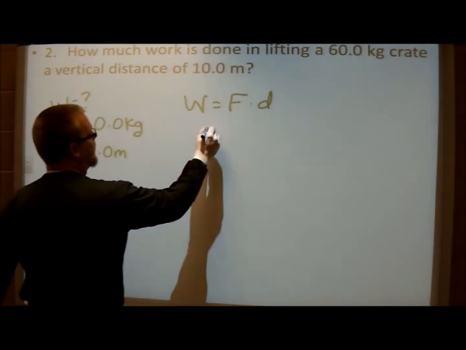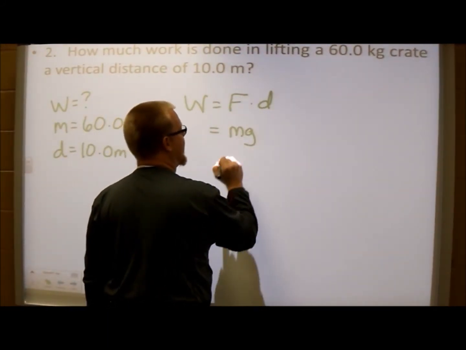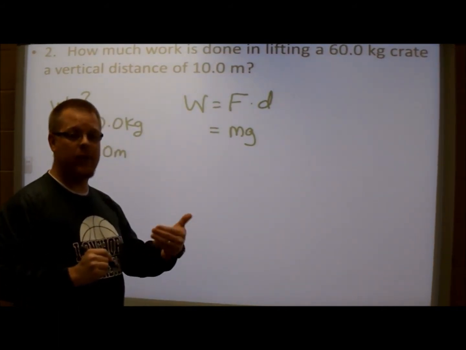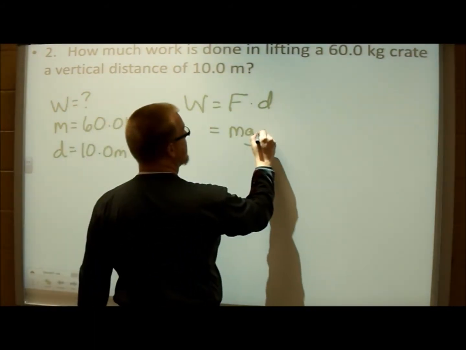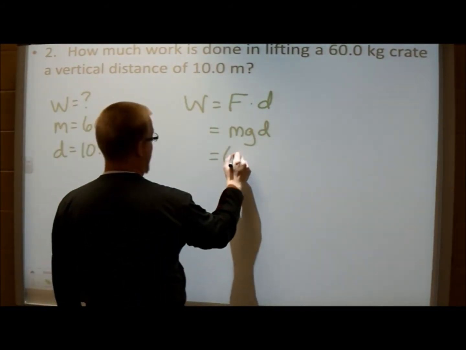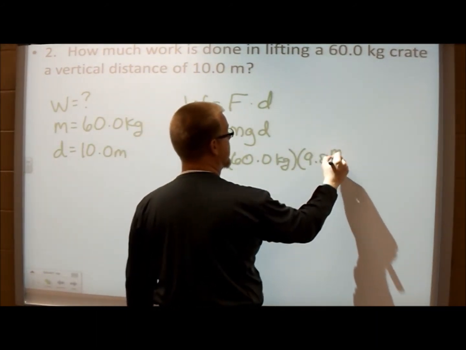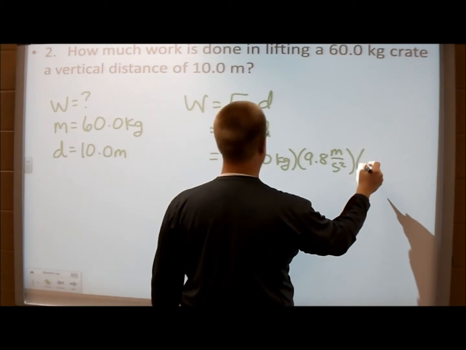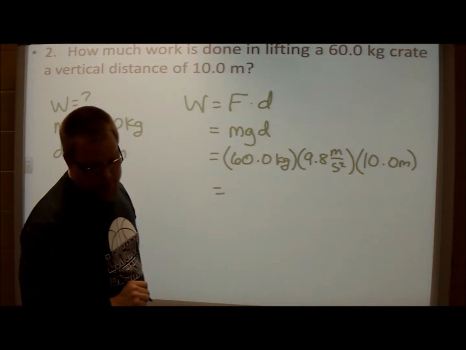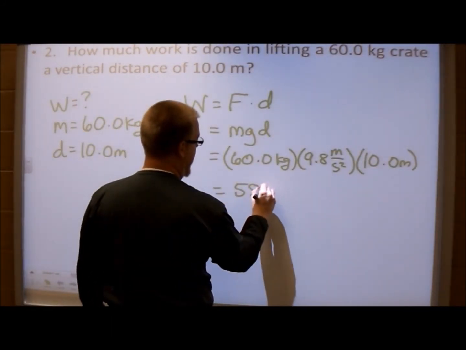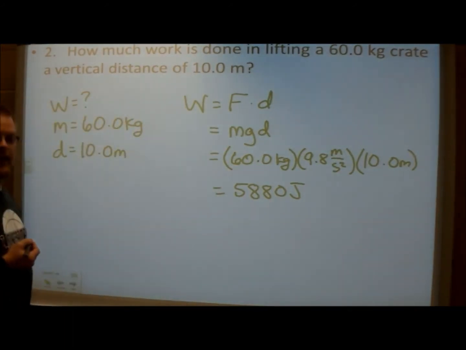So we're going to use good old Newton's second law. F is the same as mass times gravity. It's ma. F equals ma, but since we're specifically talking about gravity, we can put a g and then times d. So my mass is 60 kilograms. Gravity is 9.8 meters per second squared. And the distance that I'm going is 10 meters. Put it in your calculator, and you get 5880 joules. And that's right for the sig figs, 5880 joules.